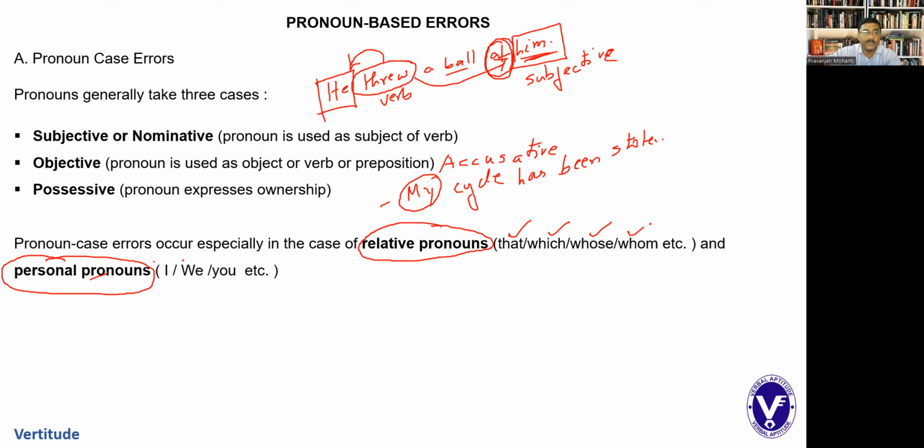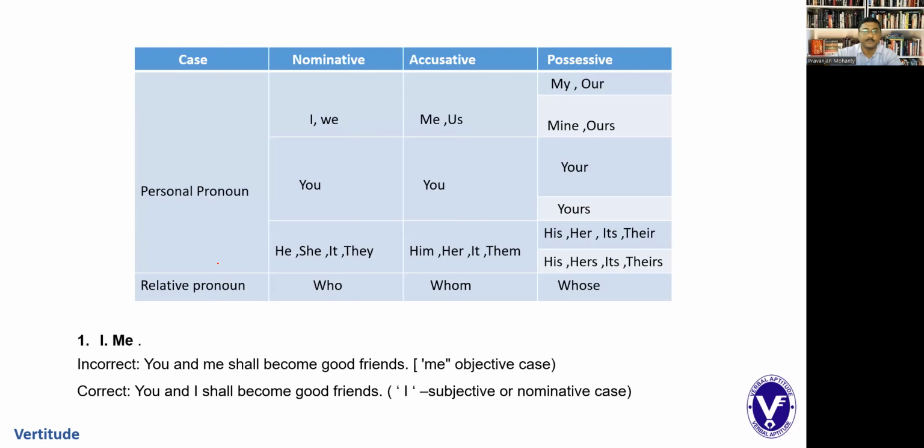देन वी हैव पर्सनल प्रोनाउंस, दैट इज आई, वी, यू, ये सारा है पर्सनल प्रोनाउन। यानी जो हम लोग अभी डिस्कस करेंगे फर्स्ट पर्सन, सेकंड पर्सन, थर्ड पर्सन, उसको हम लोग पर्सनल प्रोनाउंस कहेंगे। लेट्स सी इन द नेक्स्ट स्लाइड. Now in the next slide you can see we have these cases. First is a personal pronoun. We can see the nominative personal pronoun, first person. First person means the person speaking. Person speaking is the first person.